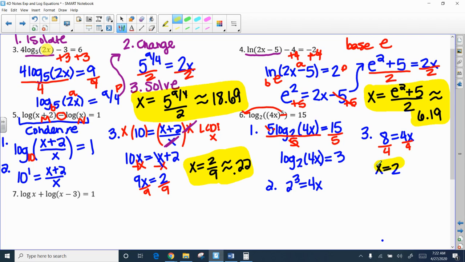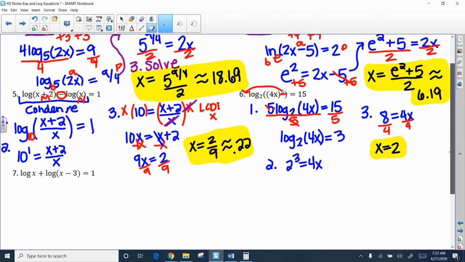Now, again, one thing we do want to remember to do is check for extraneous solutions and make sure that if I plugged in any of these numbers, I wouldn't be trying to take a logarithm of a negative number. So if we plugged in the 2 here, 4 times 2 to the 5th power is not negative. So I don't have to worry about an extraneous solution.